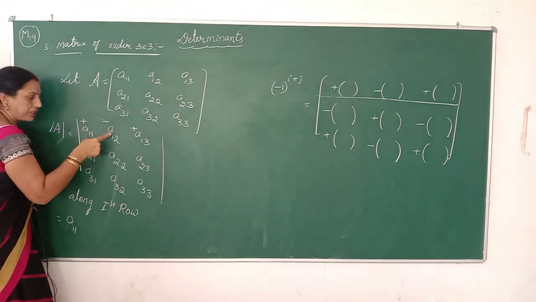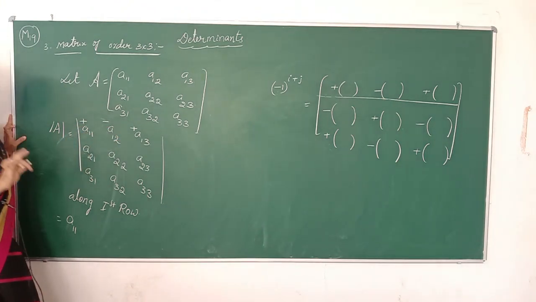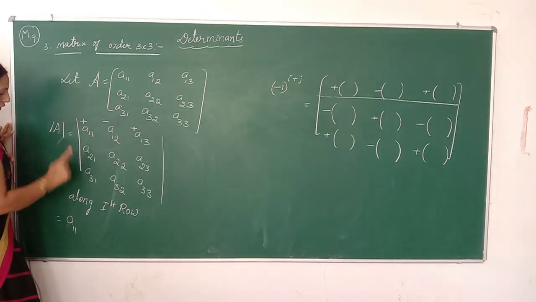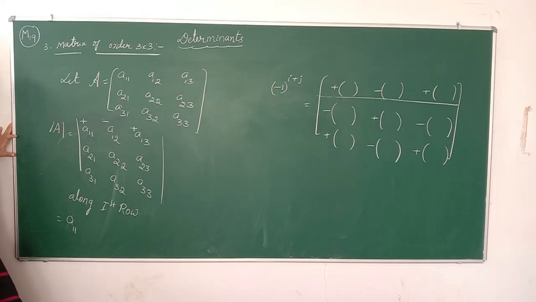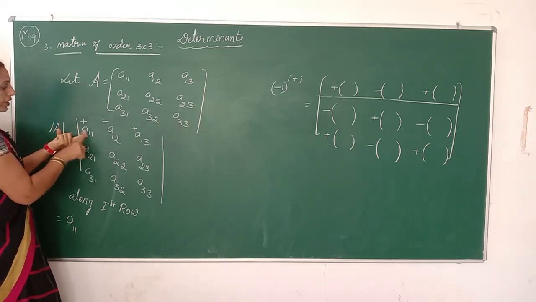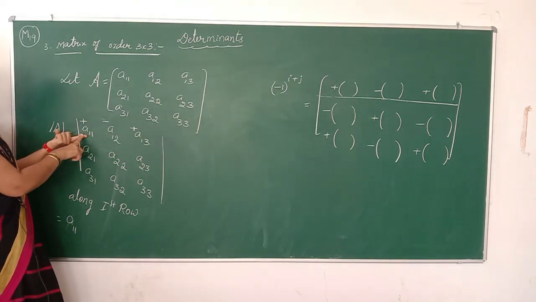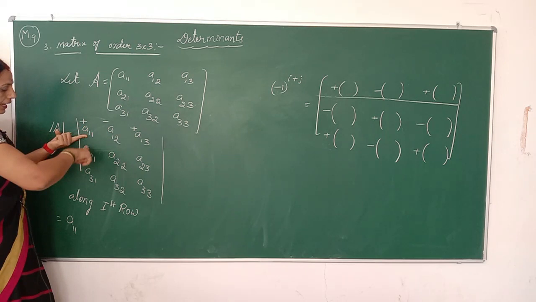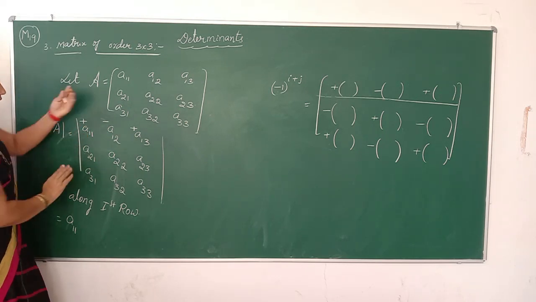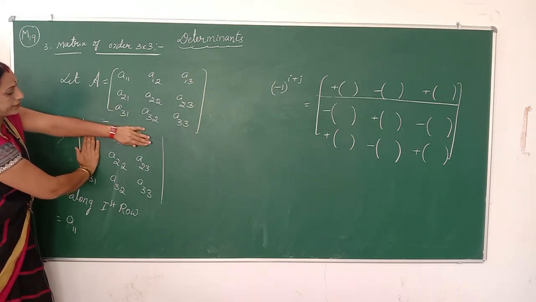First row elements, these symbols get multiplied. A11 into plus can be written as A11. Now A11 is the element of first row and first column. These elements get neglected.